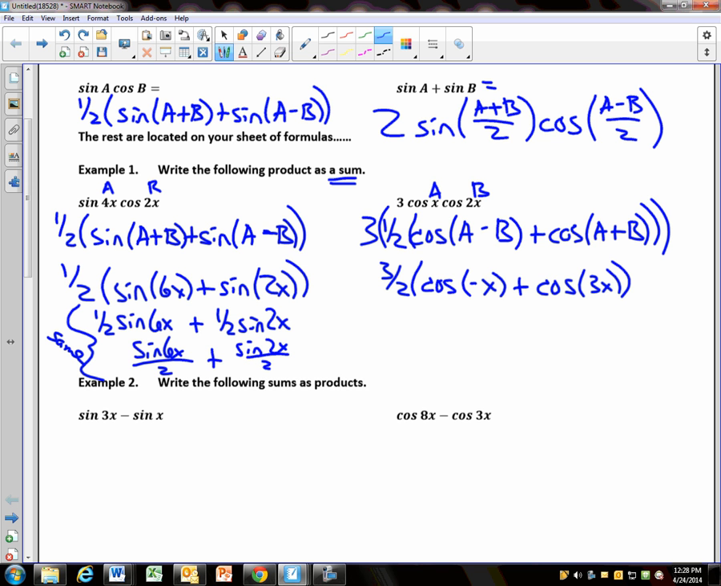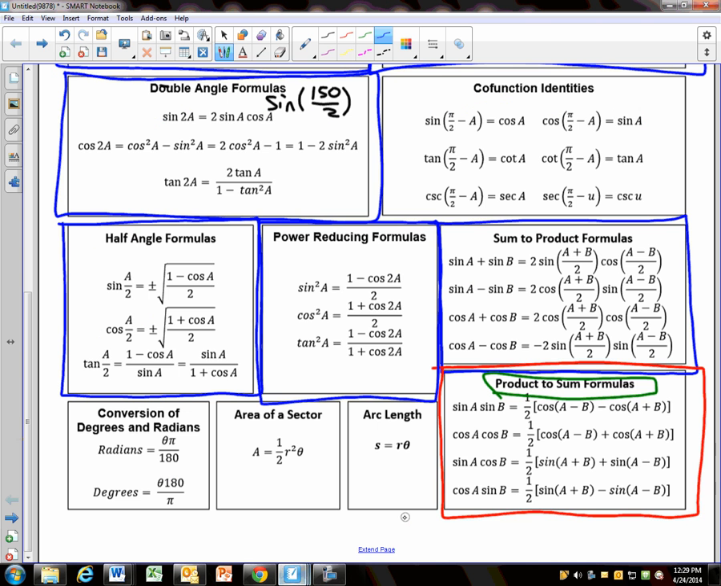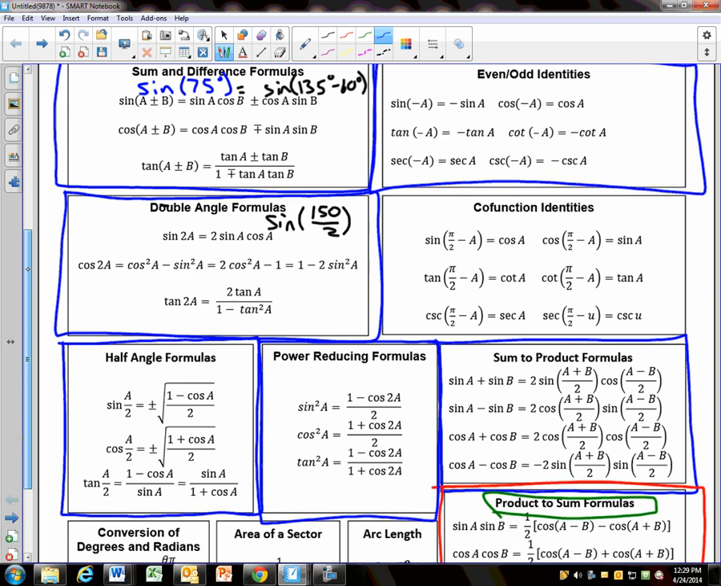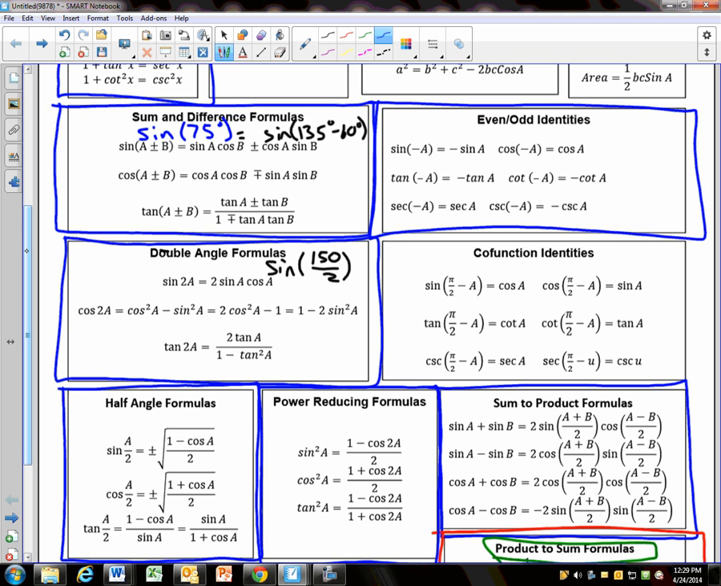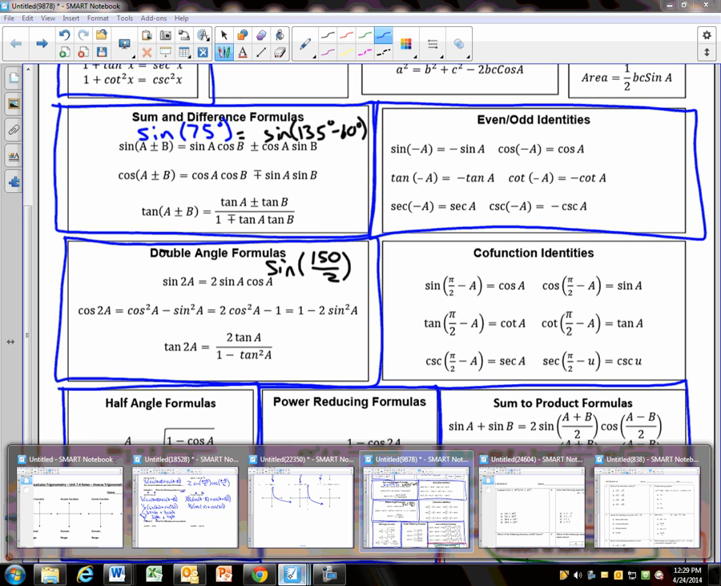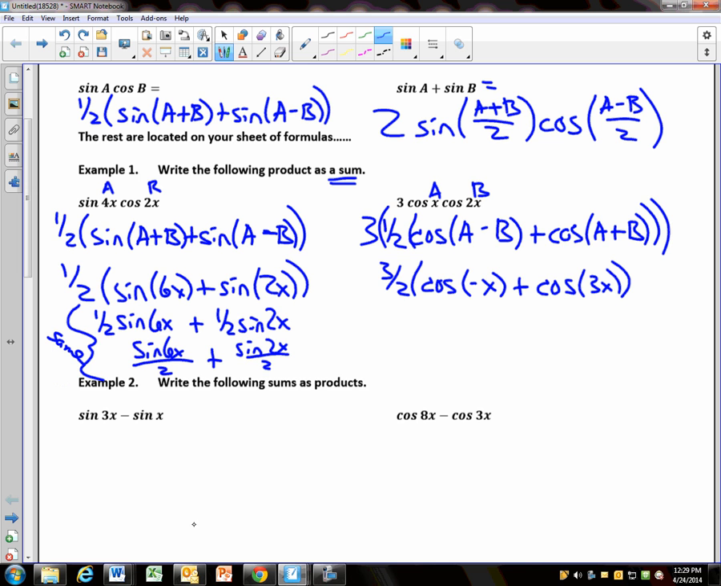A lot of times we don't like to have a negative angle there. Okay, cosine of a negative angle. You should always simplify your answers so they don't have a negative angle. So cosine of a negative angle, we look at our sheet, even-odd identities. Cosine of a negative angle, what happens? It becomes positive. So I'm going to change that. 3/2 times cosine of a positive x plus 3/2 times the cosine of 3x. And that's it.